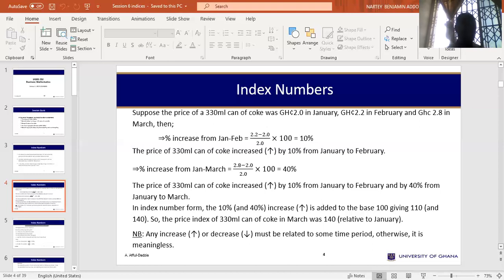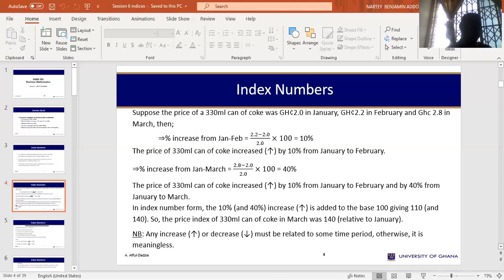A typical example here is what we normally call the productivity index. We also have the index of industrial production, and then the index of agricultural production. So we have industrial production and then agricultural production. In fact, you need to understand these terms before we bring in the calculation. That's why I'm going through that.